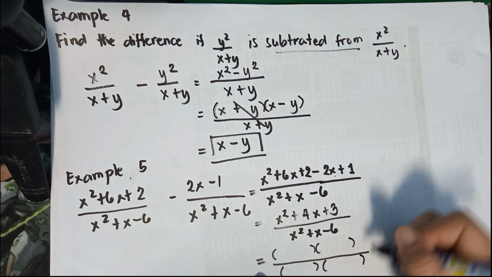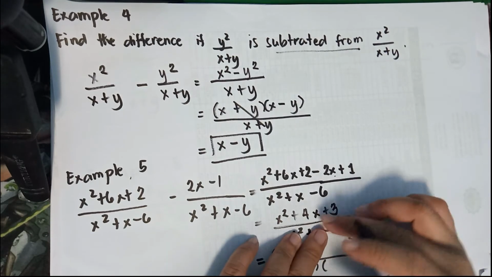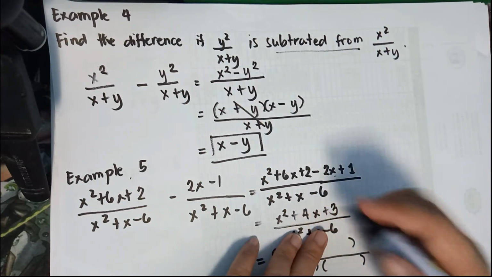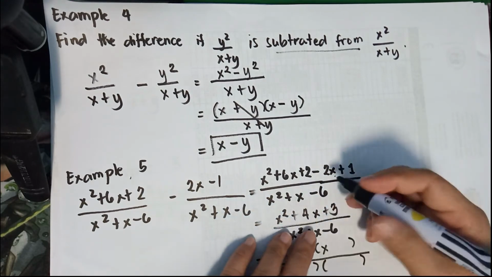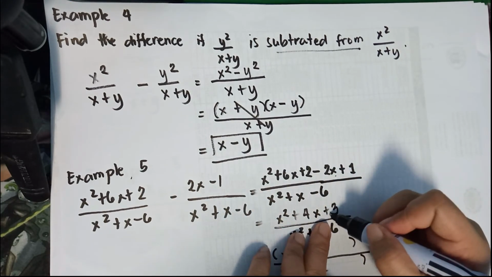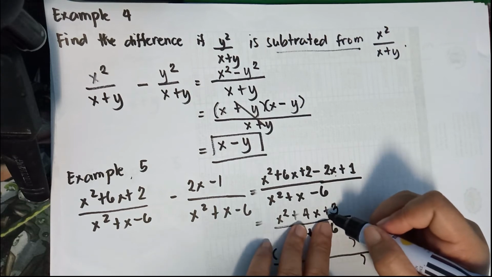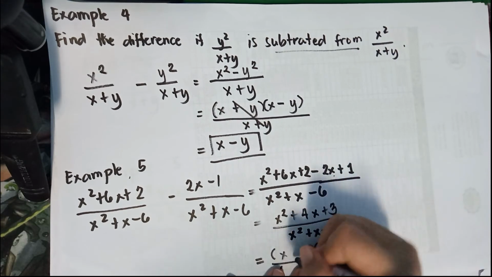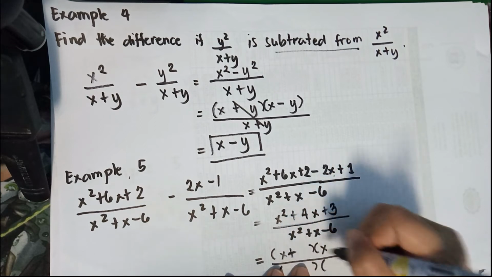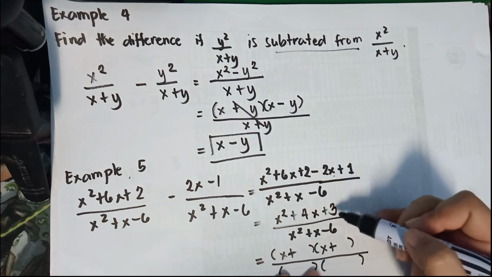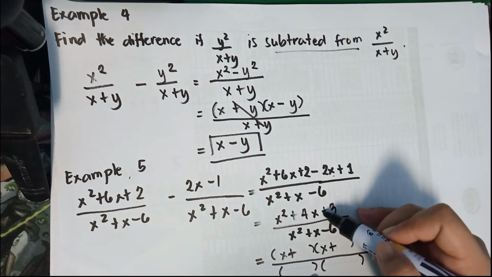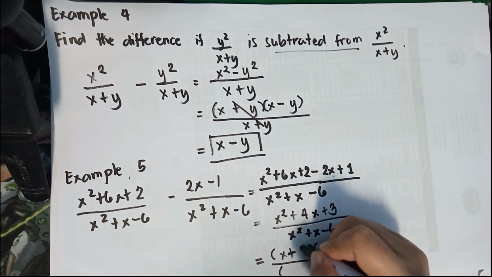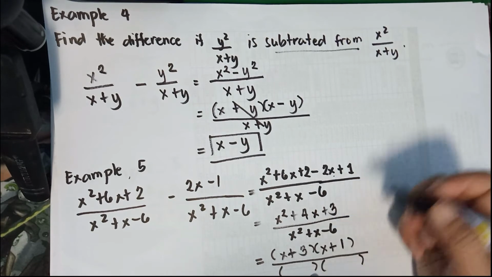the denominator. First, numerator. x squared plus 4x plus 3. We have here x squared, then we have x and x. Since the sign of the last term is positive and the middle term is positive, then they have the same sign, which is positive. What will be the factors of 3 that if you will add, the answer is 4? That is 3 and 1.